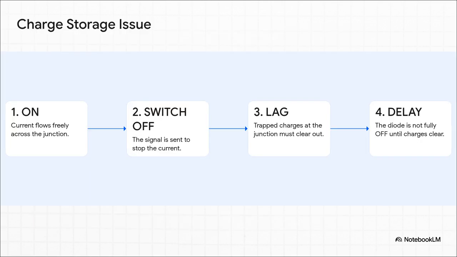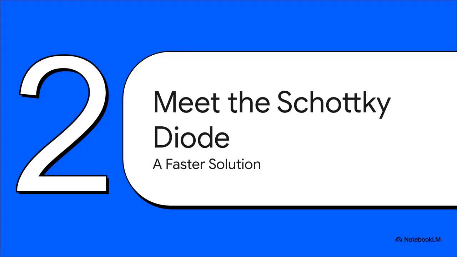So what's causing this delay? Well, it's something called the charge storage problem. Think of it like this. When the diode is on, charges are moving across the junction, everything's flowing smoothly. But when you send the signal to turn it off, some of those charges get trapped. The diode can't actually shut down completely until this little traffic jam of charges clears out, and that's what causes the delay. But what if you could design a diode that just avoids the traffic jam altogether? Well, that's exactly what some very clever engineers did. So let's meet the hero of our story.